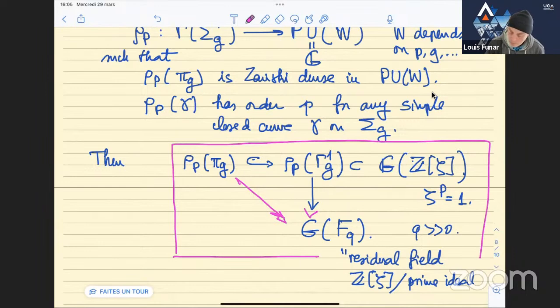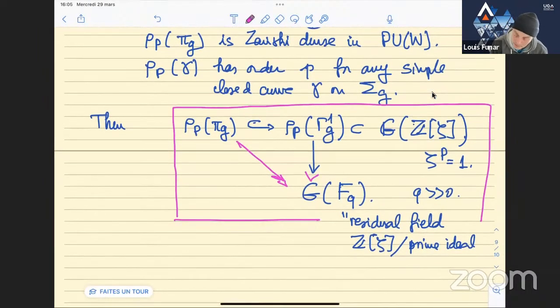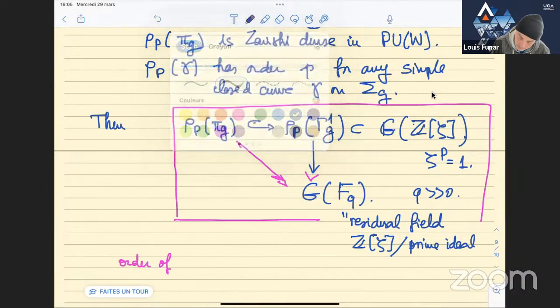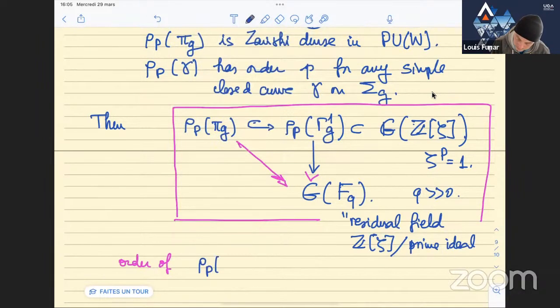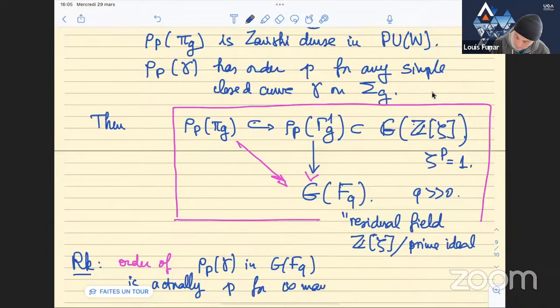Now we have a little bit of time either to make a computation or to say that the order of rho p of gamma in G of FQ is actually P for infinitely many Q, or Q large enough.